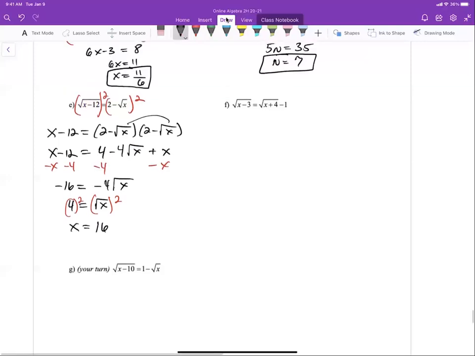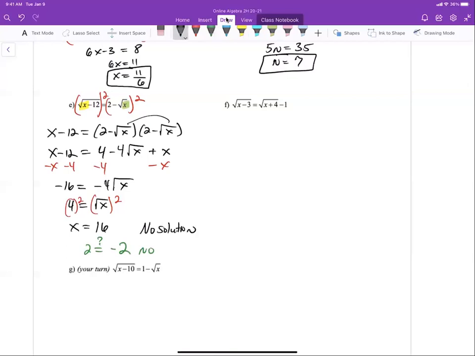Okay, so take 16, let's plug it into this x right here, and what do we get? We get 16 minus 12, which is 4, and the square root of that is 2. Then we take 16 and plug it into this x. So we get 2 minus the square root of 16, which is 4. So 2 minus 4 is negative 2. Okay, that does not equal. That is no. And so this means that we have no solutions.